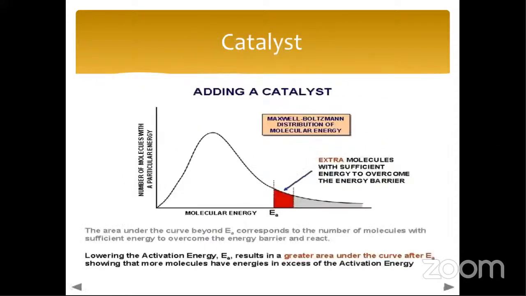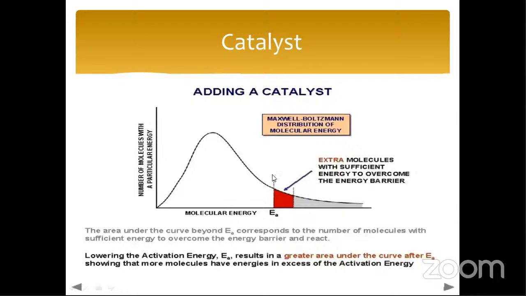Catalyst. Now, our catalyst, as we know, is a substance that alters the rate of a chemical reaction. Catalysts work by providing an alternative pathway for the reaction with a lower activation energy. So let's look again at the Boltzmann distribution curve. This line here that my cursor is on is the original activation energy for my uncatalyzed reaction. When you add your catalyst, the activation energy is lowered.